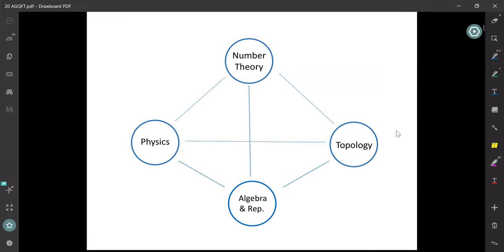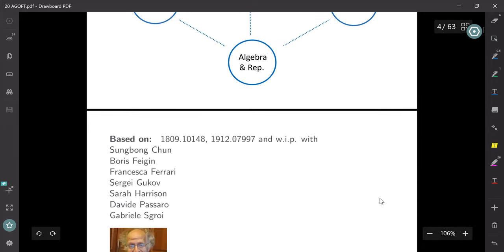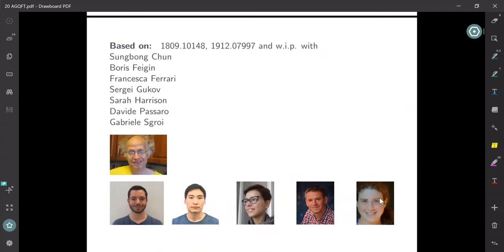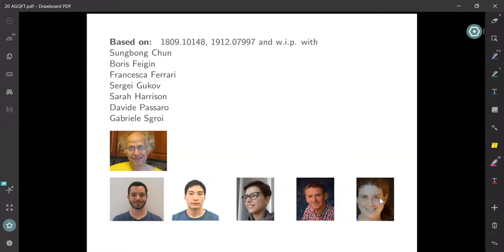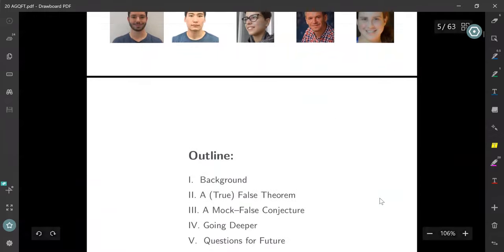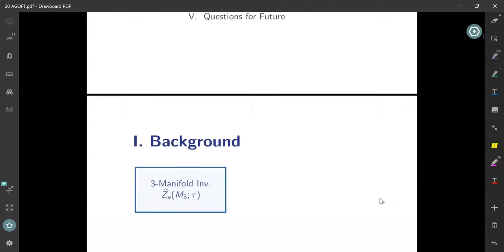And finally, from the VOA point of view, it's interesting to study this problem from the representation theory point of view. Okay, and as we go through the talk, I'll talk more about these different relations and motivations. It's based on some papers and some work in progress with this group of wonderful collaborators. So I'll start by giving the background.